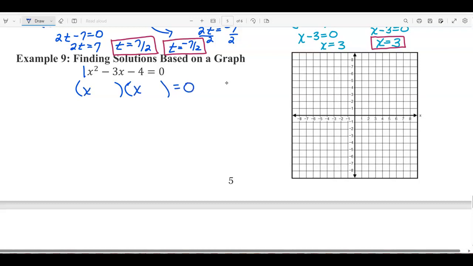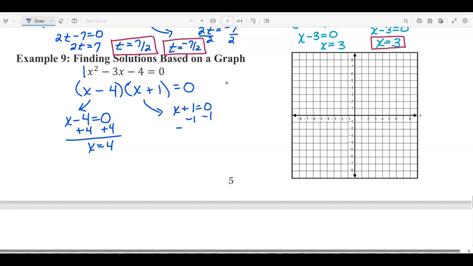x and x. I'm looking for all factors of 4 that their difference is 3. So that's because of the negative. So I'm going to use 4 and 1 because I know the difference of 4 and 1 is 3. I'm going to look to that middle term to tell me what the sign of the larger number should be. So the larger number gets a negative and the sign should be opposite. So this one is a positive. I'm going to set each of these factors individually to 0 and solve to get x equals 4. And this will give me x equals negative 1.